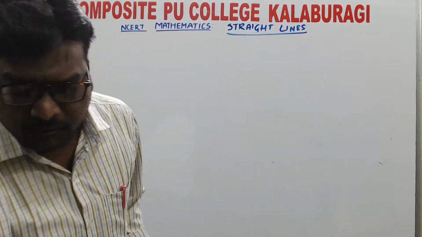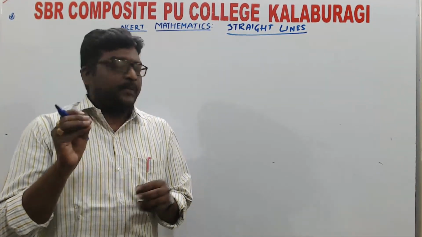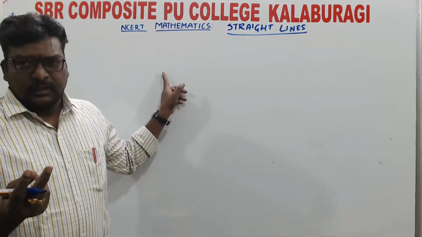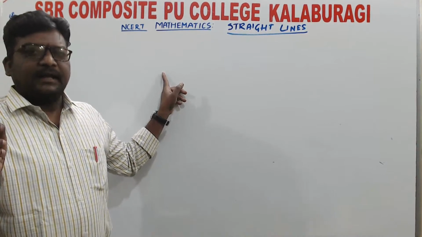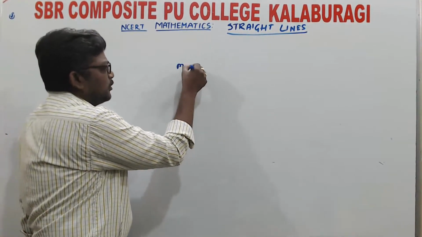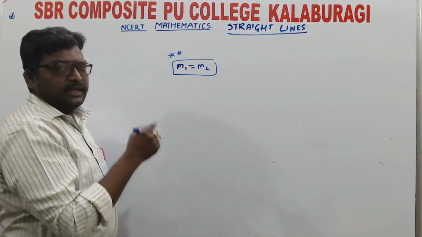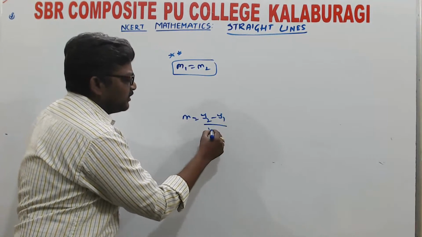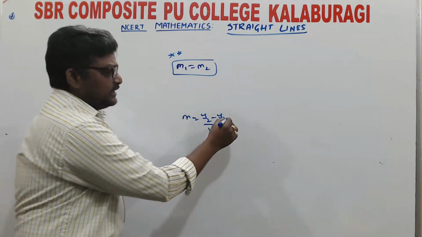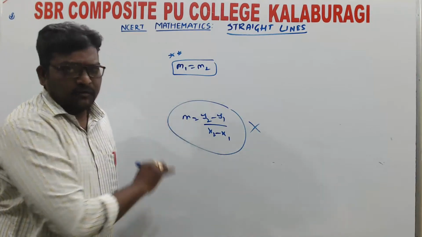Children are asking which theorem is important. Only the condition of parallel lines. We have seen Theorem 2: if two lines are parallel, we have proved that their slopes are equal. This theorem is important from the exam point of view. What we have proved, m equals y2 minus y1 by x2 minus x1, is not required from the exam point of view, but we require it for the derivation.